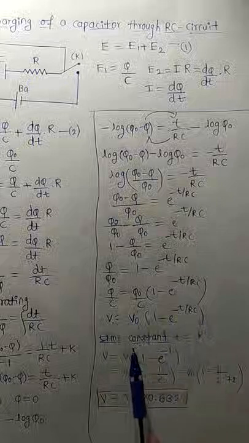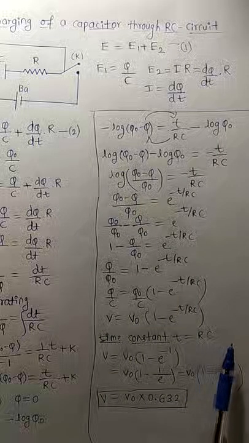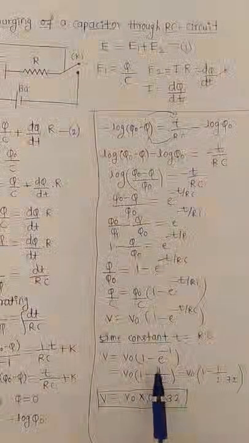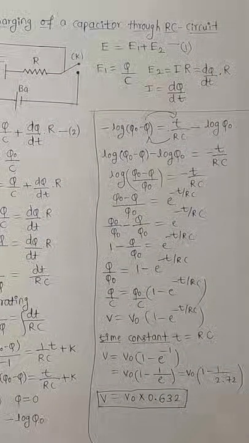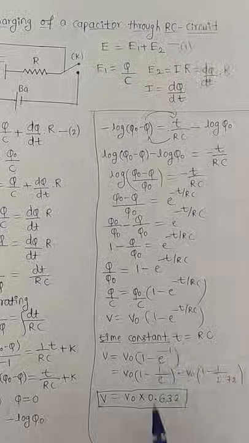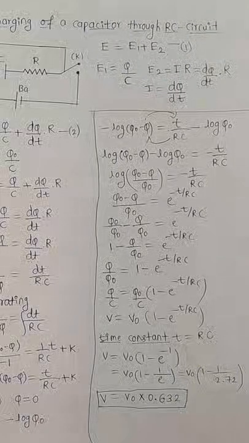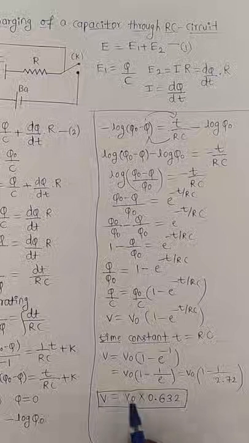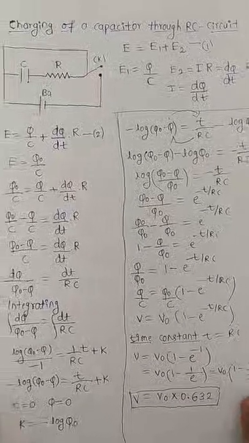Lastly, substituting the time constant value, which is equal to R into C, we got the equation phi is equal to phi naught into the bracket 1 minus e raised to minus 1. After doing this calculation, we got phi is equal to phi naught into 0.632. So what is time constant? Time constant is the time during which 63.2% of the maximum voltage has been reached by the RC circuit. So this is called the charging of a capacitor.